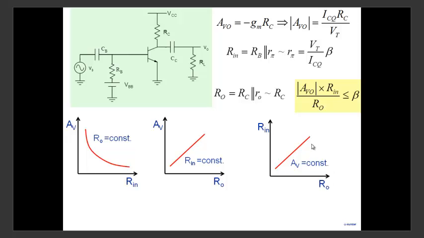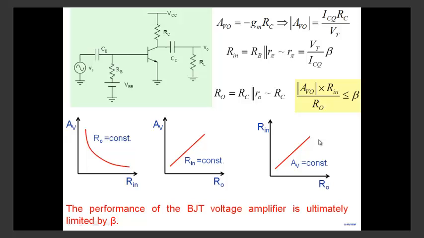Basically, this is a plot of this relationship. AV times Rn by R0 always has to be less than or equal to beta, and it tells you the important trade-offs in my transistor. So the performance of a BJT voltage amplifier is ultimately limited by beta. How large a gain, how large an input resistance, or how small an output resistance you can get is eventually all limited by beta. That's the importance of beta.